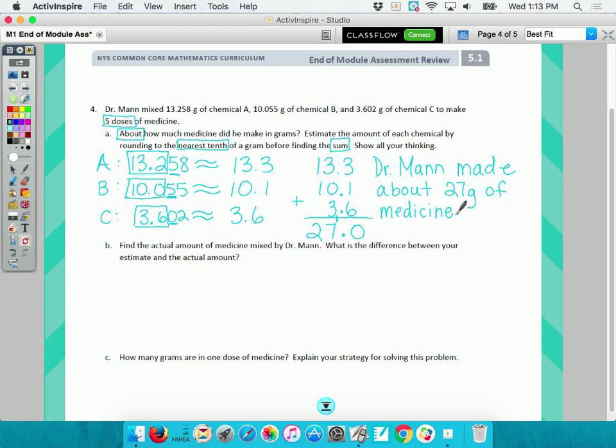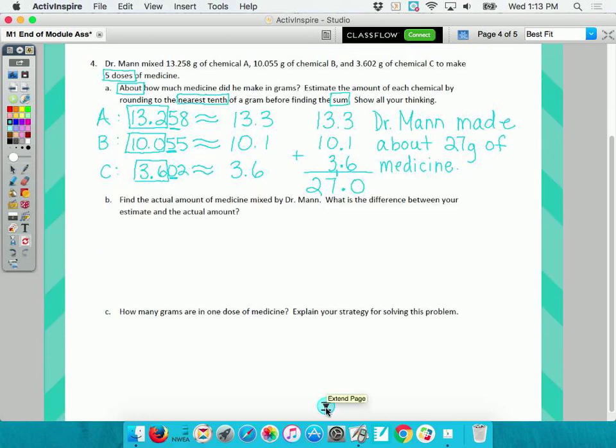Okay, here's the next part of the problem. Now you have to know the difference between estimate and actual. Actual is what? Adding the actual number, the number from the problem originally. Okay? So it says find the actual amount of medicine, let me start over. Find the actual amount of medicine mixed by Dr. Mann.